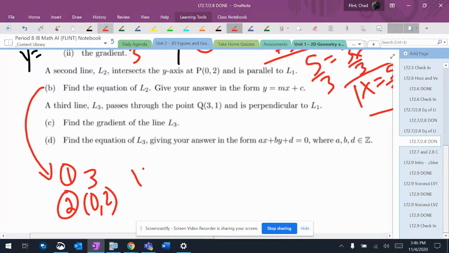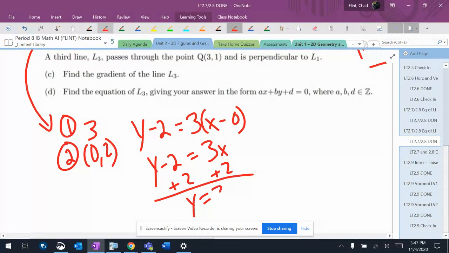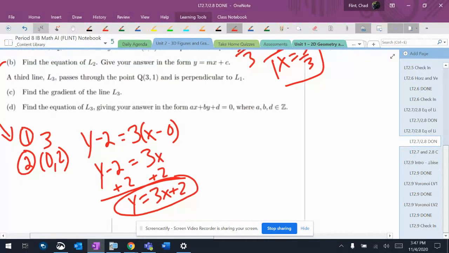If you don't, then we have to do this right here. So we're going to go y minus y1 equals m times x minus x1. That's the point gradient formula. That's y minus 2 equals 3 times x minus 0, which is 3x, plus 2. Y equals 3x plus 2. Okay, so there's that.